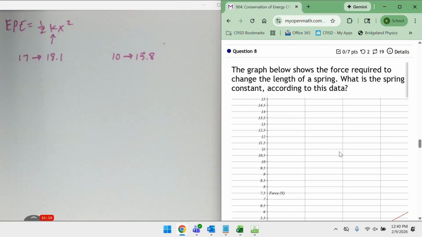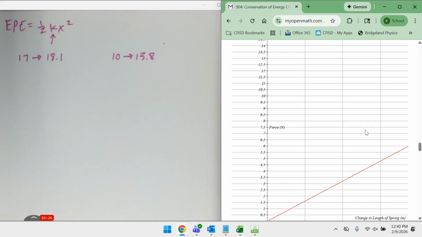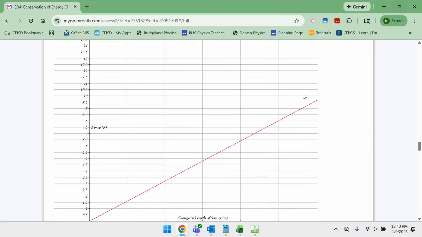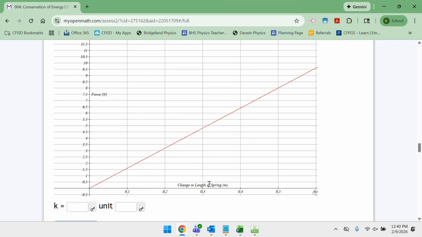All right, question 8. The graph below shows the force required to change the length of a spring. What is the spring constant according to this data? All right, let me make this full screen for a second so we can see this graph. Okay, so this is the displacement of the spring because it's showing the change in length and the force. If you have a force displacement graph, the slope of your graph is your spring constant, which means we just need to find the slope of this graph.